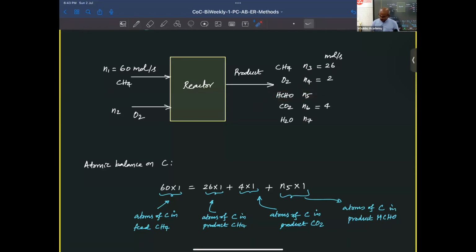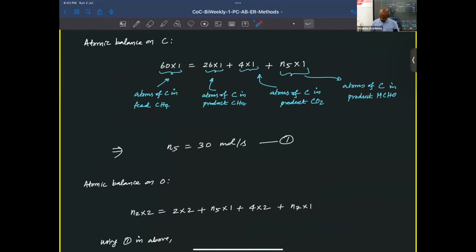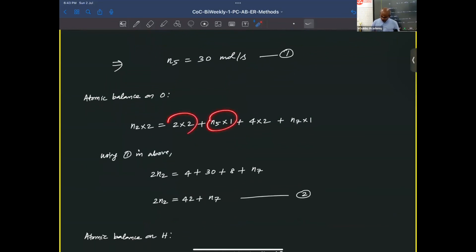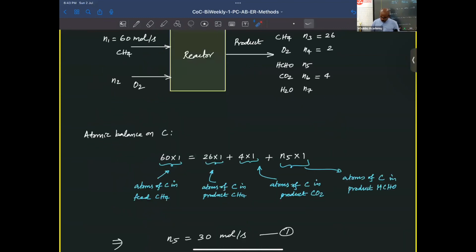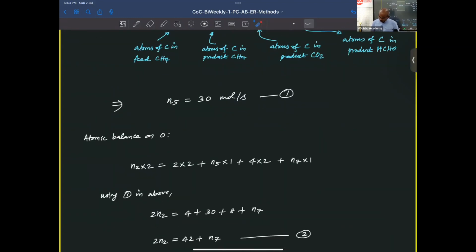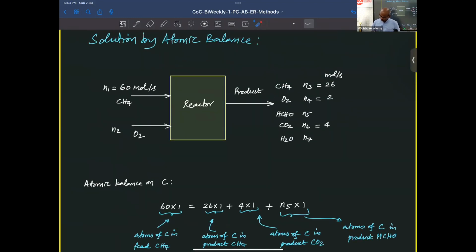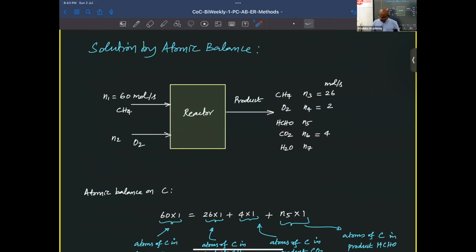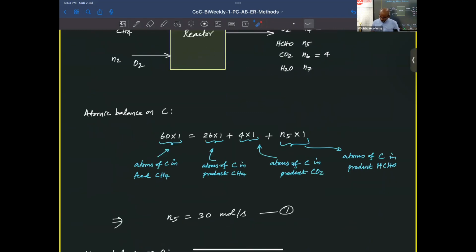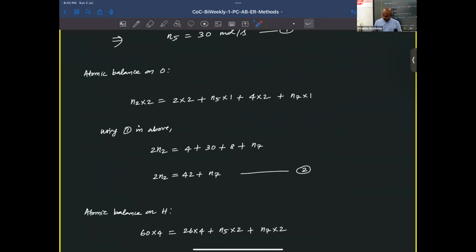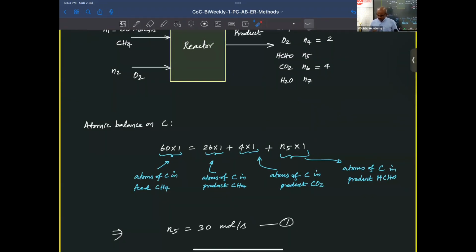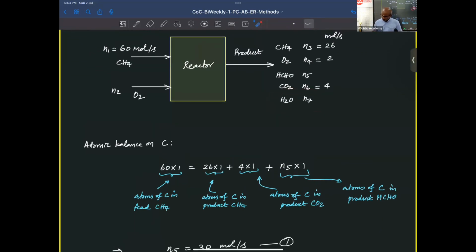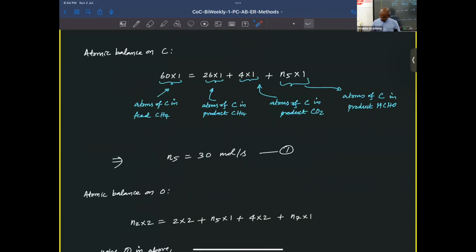There is N5 into 1, N4 into 2, N5 into 1. N4 is already given us the value of 2. So 2 into 1, 2 into 2, because this is having 2 O and this is having 1 O. And this N6 into 2. N6 is already 4. So 4 into 2, that is the O in CO2. And this N7, which is H2O. H2O is having 1 O, so N7 into 1.